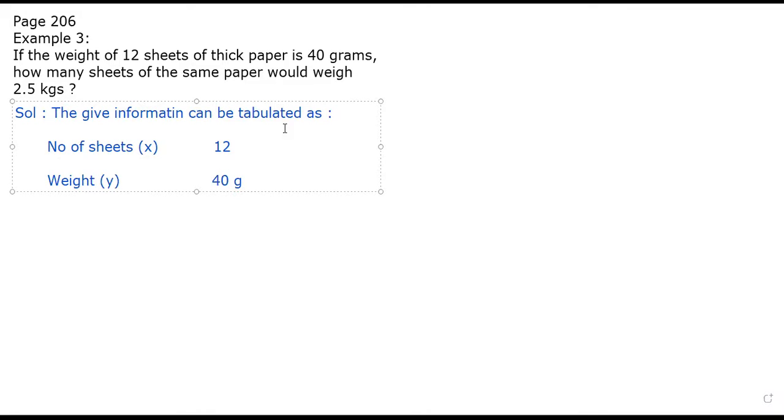And now, how many sheets have they asked? So number of sheets is what here? X2 is the question mark. For how many? 2.5 kg. 2.5 kg means what? 2500 grams. Yes or no, children? Prepare the table, start solving.